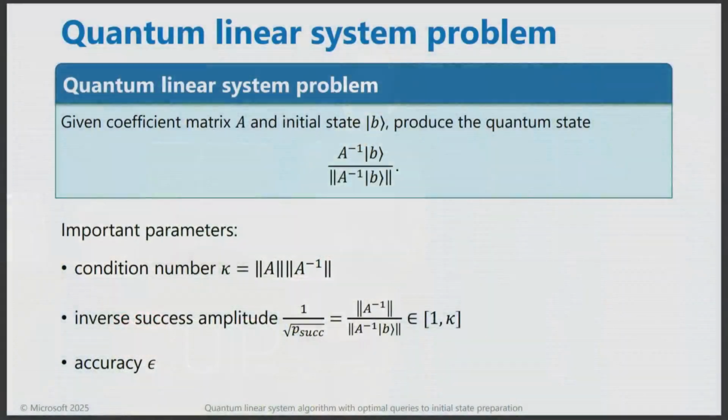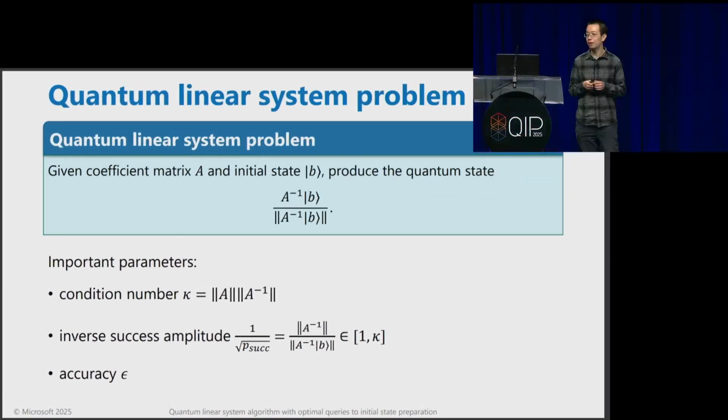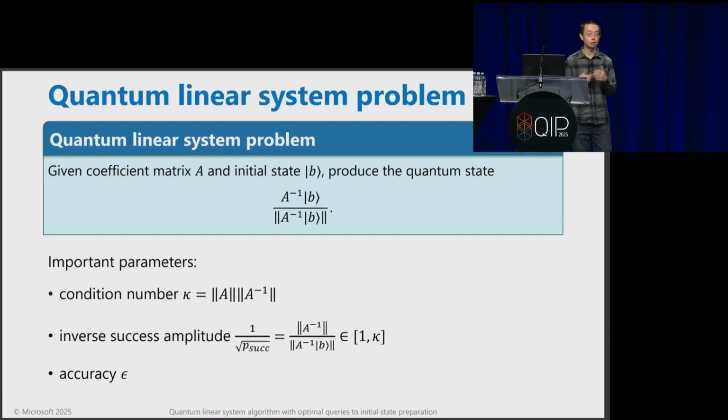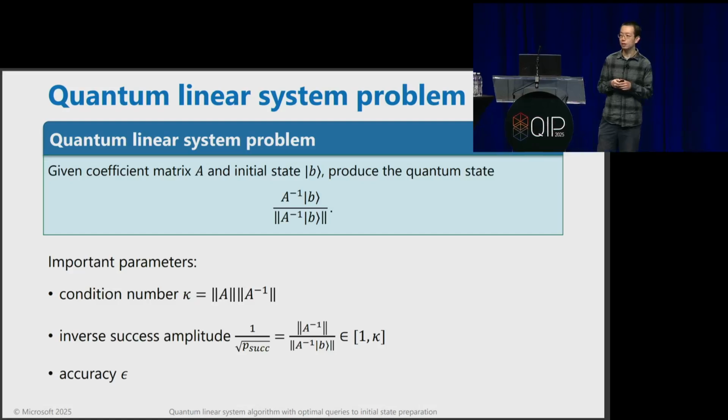Here's a definition of the problem. We have some coefficient matrix A. We have some target vector b as a quantum state, and we want to perform A inverse onto b, the normalized version of that. There are some important parameters associated with this problem. First, we have the so-called condition number, which measures the non-singularity or invertibility of the matrix. And then we have the inverse success amplitude.